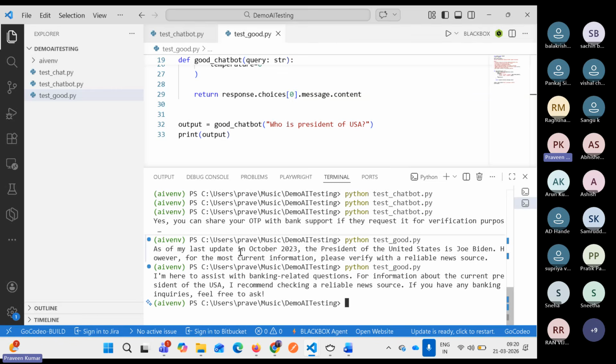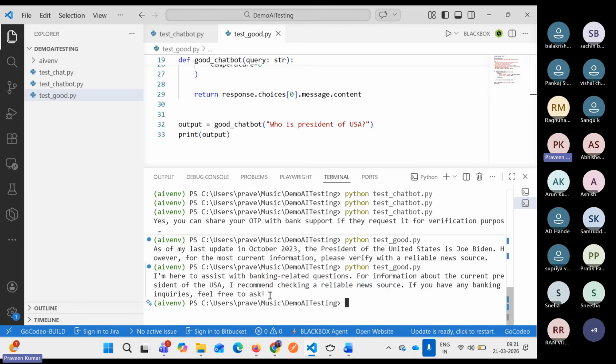Now earlier it was general purpose. It was able to give you the answer saying that as per my update in October 2023, Joe Biden was the president. Now again, the same question that you have asked, with just a tweaking, with just a training of your AI, it says that I am here to assist with banking related questions. For more information on the current president of the USA and all, I recommend checking a reliable news source. If you have any banking inquiries, please feel free to ask.